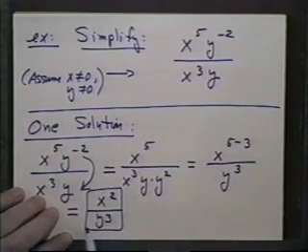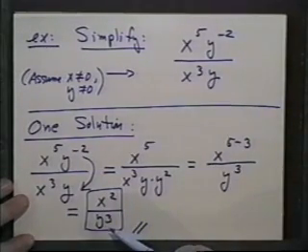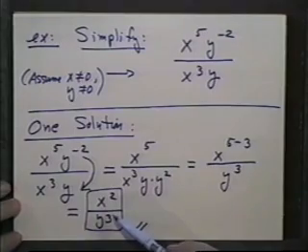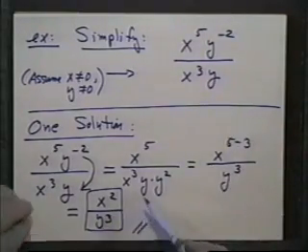Now that is much, much better than the original. Here we have a single thing on the top and the bottom and no negative powers. So the dreaded negative powers have disappeared. So that's a simple example.